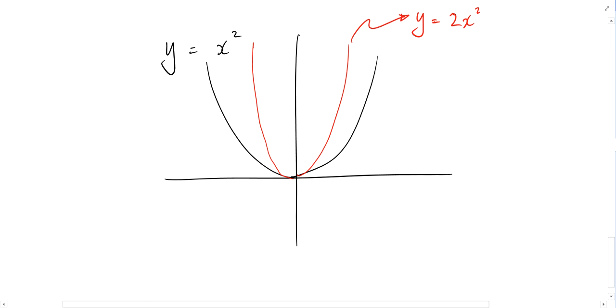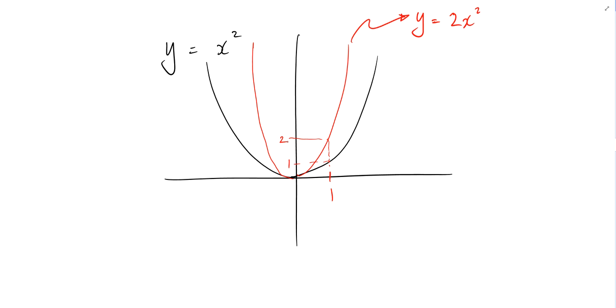Let's see if it works. Let's say this is 1 over here. Then according to my original equation, it should be 1 also, right? 1 squared is still 1. But for my equation in red, 1 squared is 1 times 2, you get 2. So is this a possible equation? In red, 2x squared, yes? What have we done?